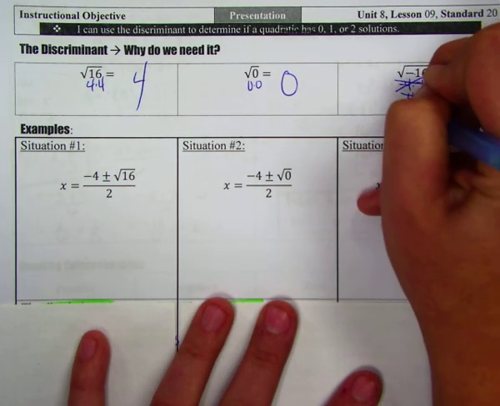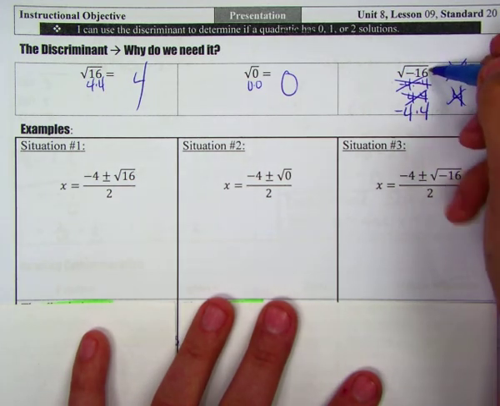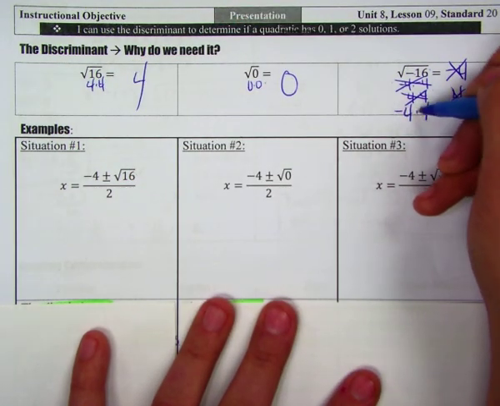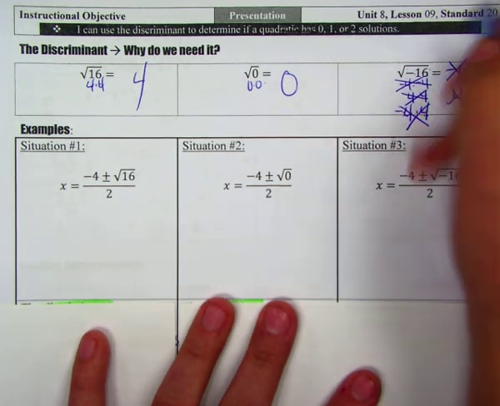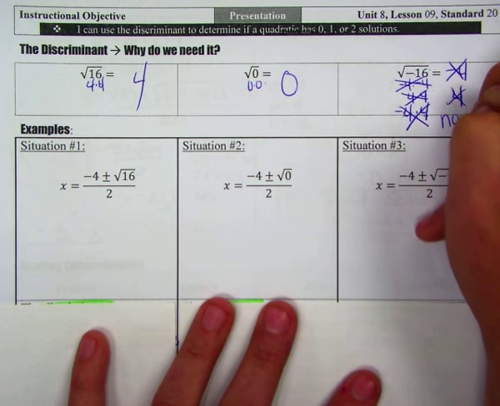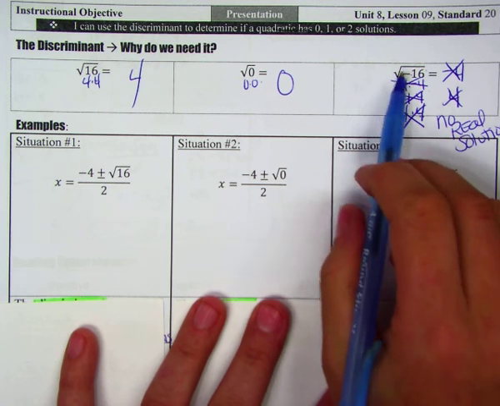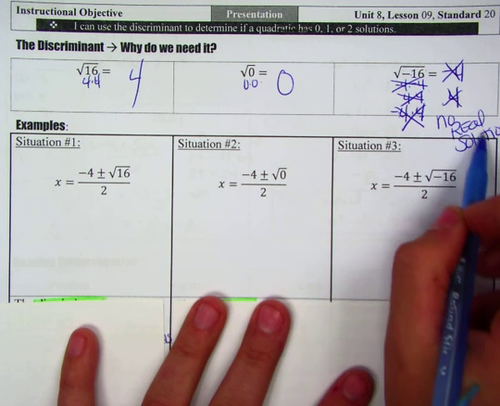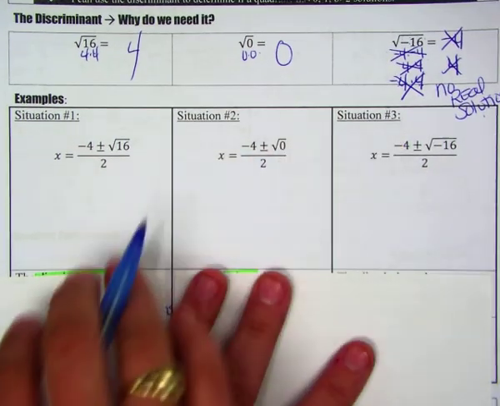Others of you might think it's negative 4 times positive 4. But if we're talking about square roots, the square root is something times itself. This is two different numbers times each other. So this actually has no real solution. It will actually have an imaginary solution because of the imaginary number system, but that's not Algebra 1. This has no real solution. We can't do this.